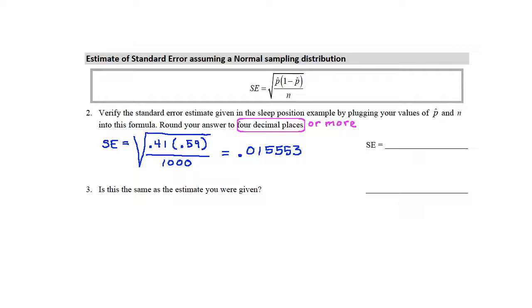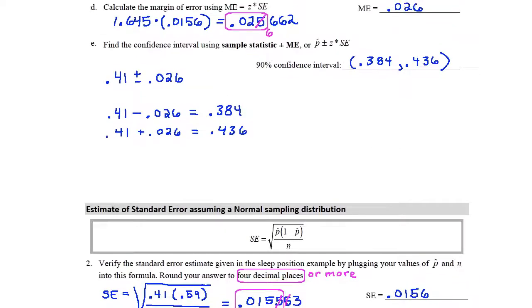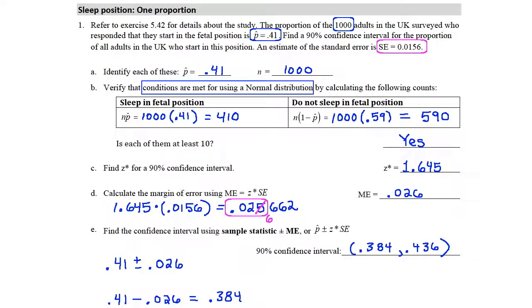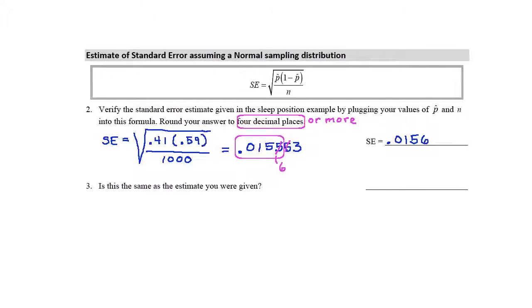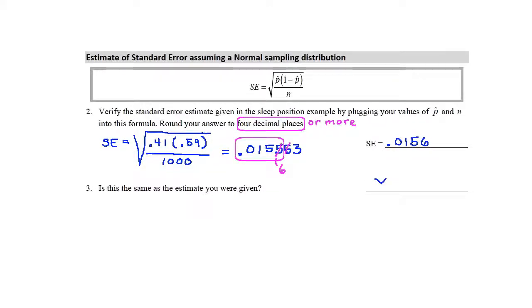So to 4 decimal places, that means I'm going to keep really just up to here, but again, since my next digit is a 5, I'm going to round this one up to 6 so that I get a standard error estimate of 0.0156, and I can check to see if that is consistent with what we were given above. Sure enough, right here, standard error is 0.0156, so we now know where that number came from. And we can answer yes.